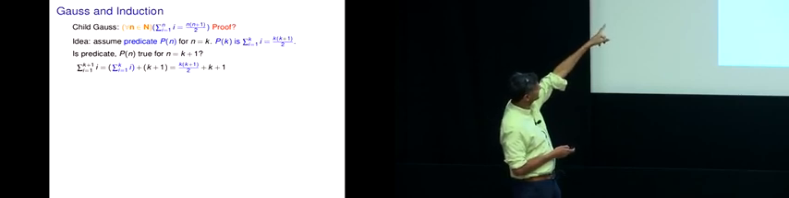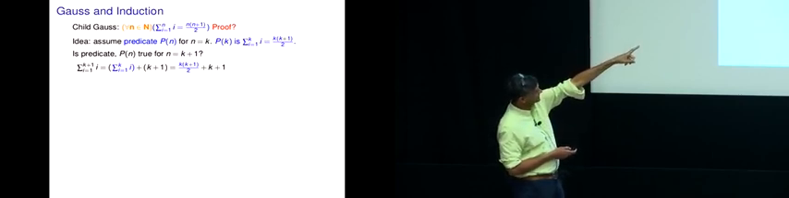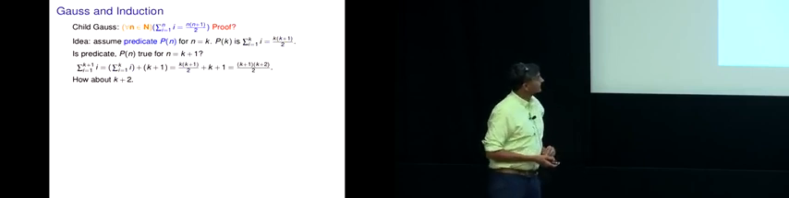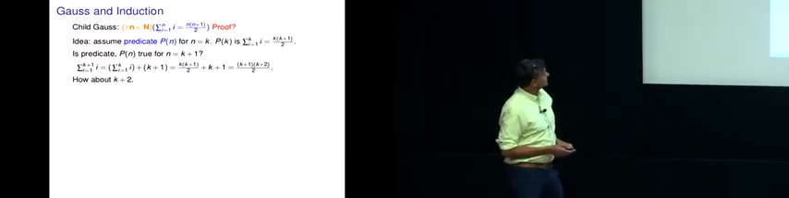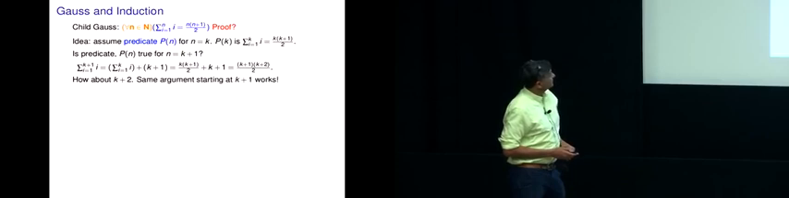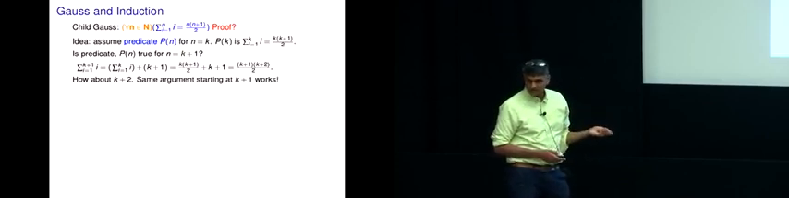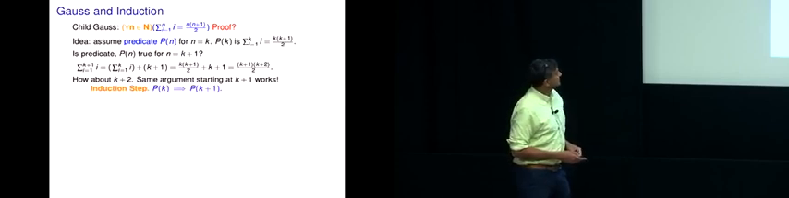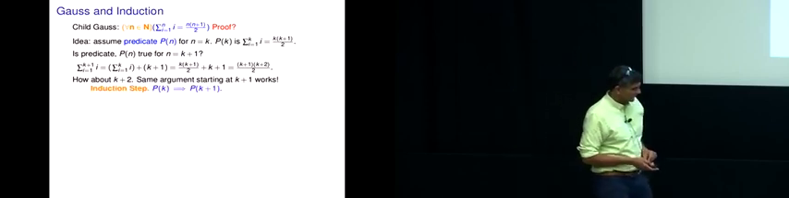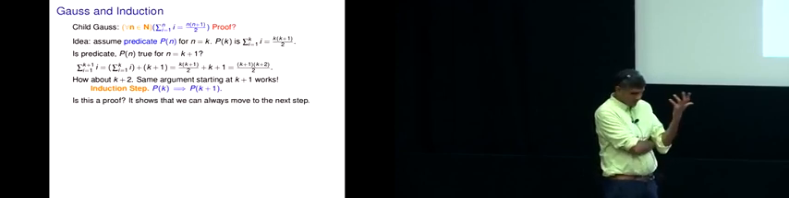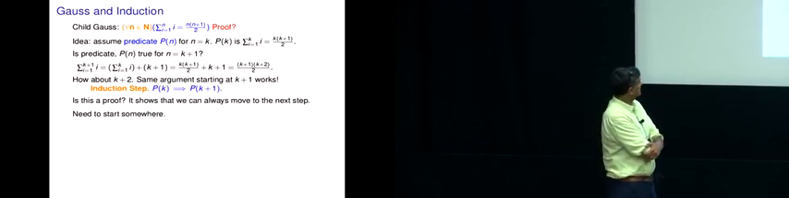It's a sum from i equals 1 to k of i is equal to this thing on the right-hand side. And then the rest of it is the same. Okay? So the same argument works. It didn't matter what k I started with. So the induction step was that P(k) implied P(k+1). Is this a proof? Again, it shows you can always move to the next step.